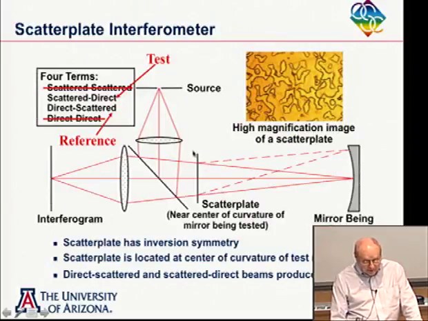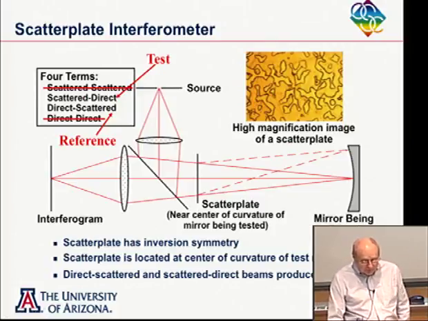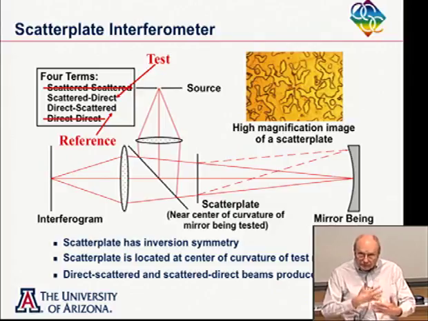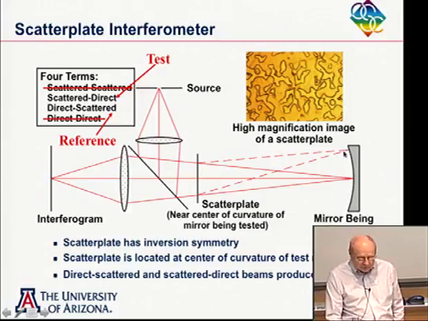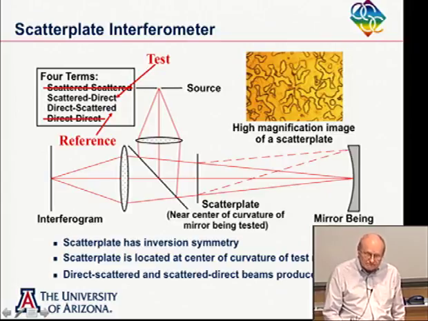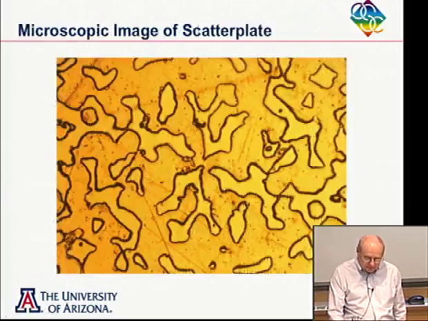But that's the whole secret here. We have to some way make a scatter plate. We'll see how we do that later. But some way we're going to have to make a scatter plate that has this inversion symmetry. And then this random phase due to scattering will be the same in both the test beam and the reference beam. And since we're always finding the difference between these two beams, that will drop out, and we're simply left with the phase variation due to the errors on the mirror surface. So I think that is pretty clever, pretty cute.